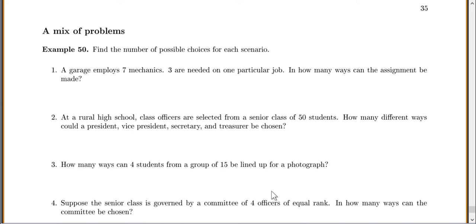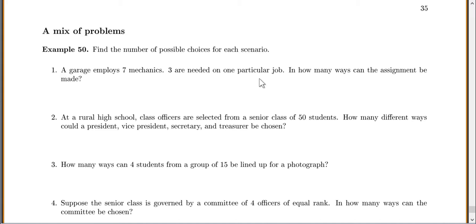The hardest part, of course, is mixing up the scenarios and trying combinations and permutations together. So find the number of possible choices for each scenario. Let's see. A garage employs 7 mechanics. 3 are needed on one particular job. And how many ways can the assignment be made?